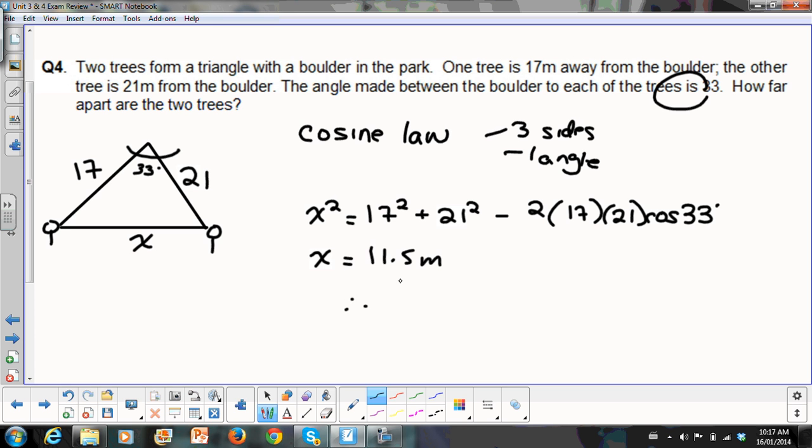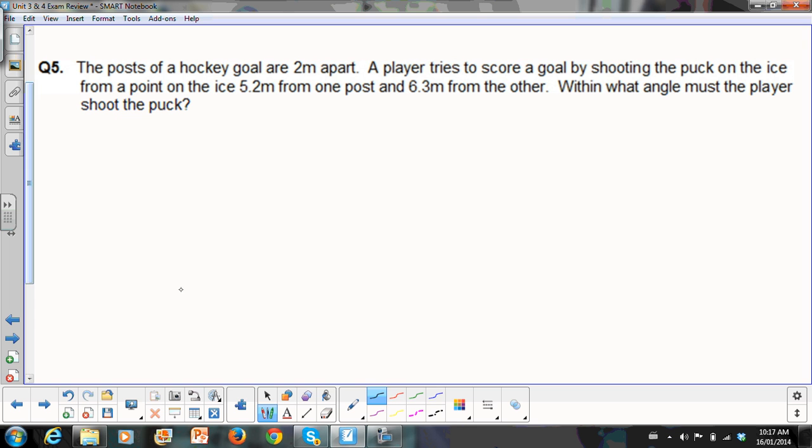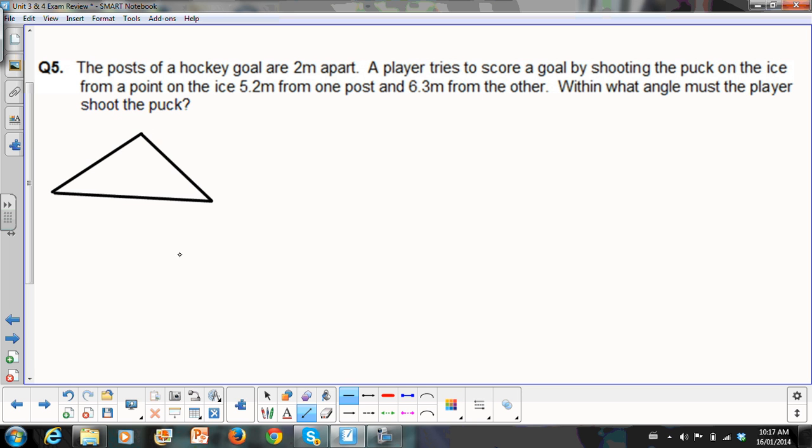Because this is a word problem, we want to answer with a therefore statement. The distance is, and you can write a nicer sentence than me. Question 5. The posts of a hockey goal. We had this question in homework and perhaps on the test. Are 2 meters apart.